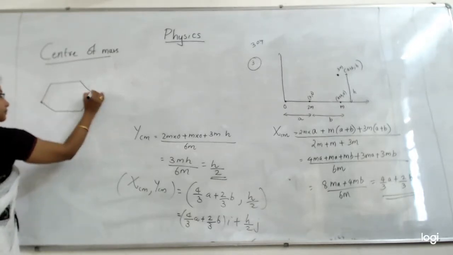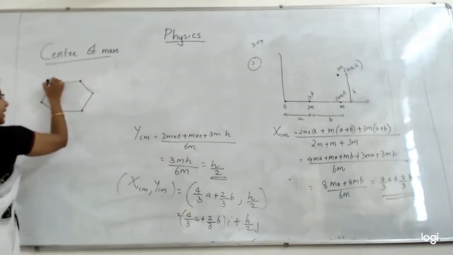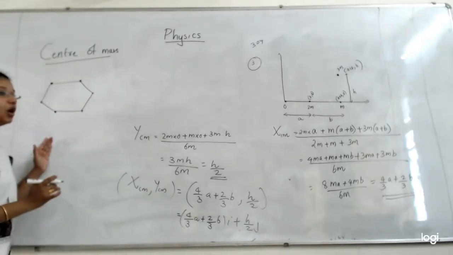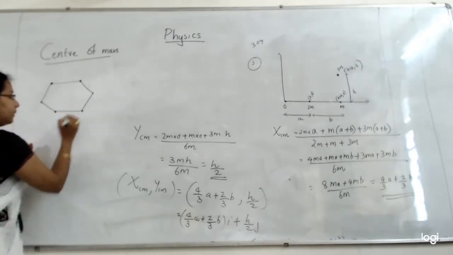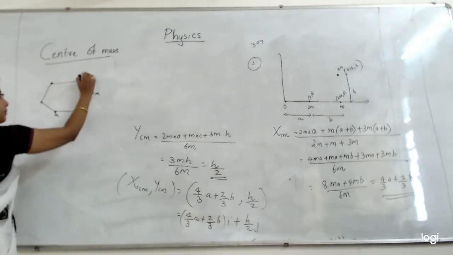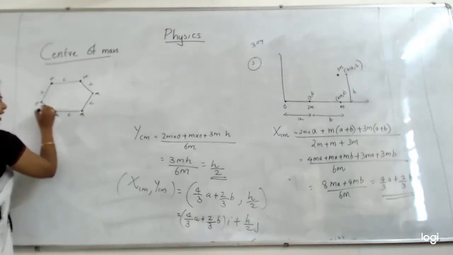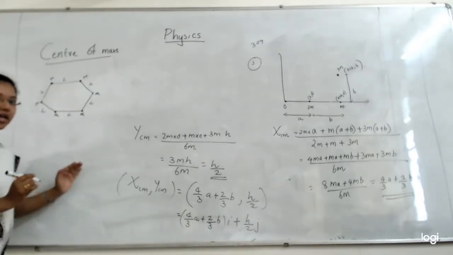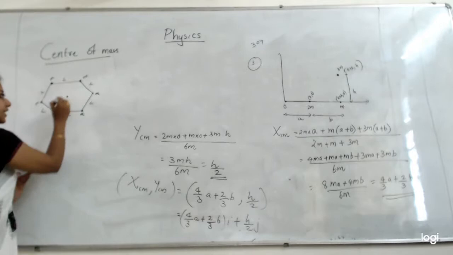Next question. Assume that 6 identical masses are placed at the corners of a regular hexagon. For example, M, M, M, M, M and M. And all the side lengths are L. Where is the center of mass located? If it's a regular hexagon and all the masses are the same, obviously the center of mass is located at the center.